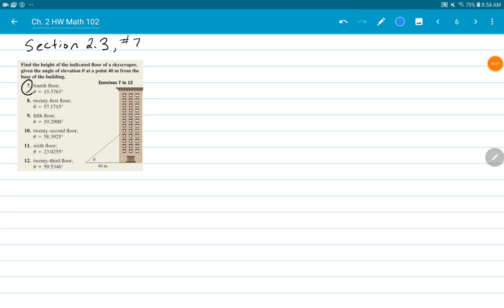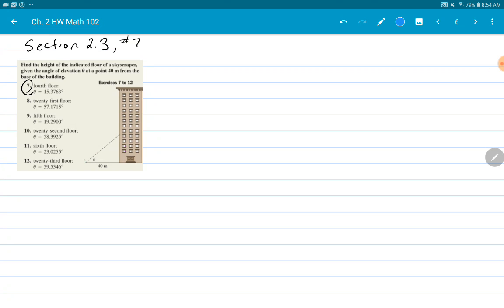In section 2.3, numbers 7 through 12 are all very similar. I'm going to do number 7 as an example, and you can apply that same technique to all of these. So we're going to find the height of the indicated floor of a skyscraper, given the angle of elevation, theta, at a point 40 meters from the building.